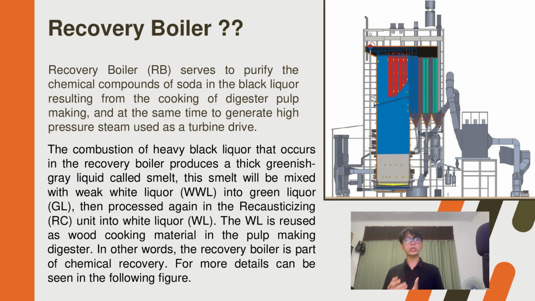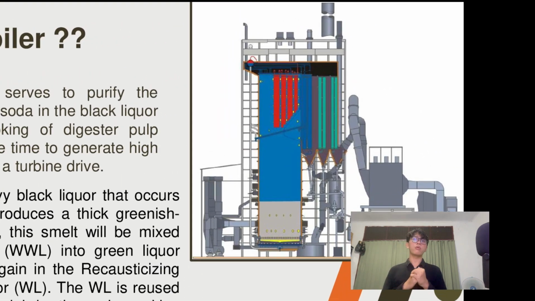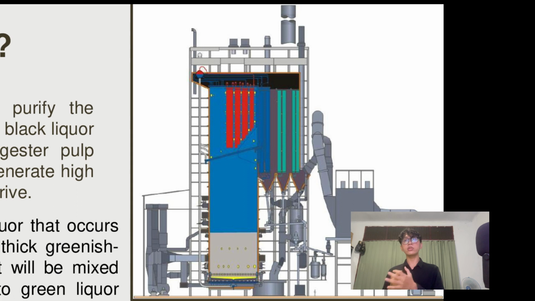The combustion of heavy black liquor that occurs in the recovery boiler produces a thick greenish gray liquid called smelt. This smelt will be mixed with weak white liquor or WWL into green liquor or GL, then processed again in the recausticizing or RC unit into white liquor or WL. The WL is reused as cooking material in the pulp making digester. In other words, the recovery boiler is a part of chemical recovery. For more details can be seen in the following figure.